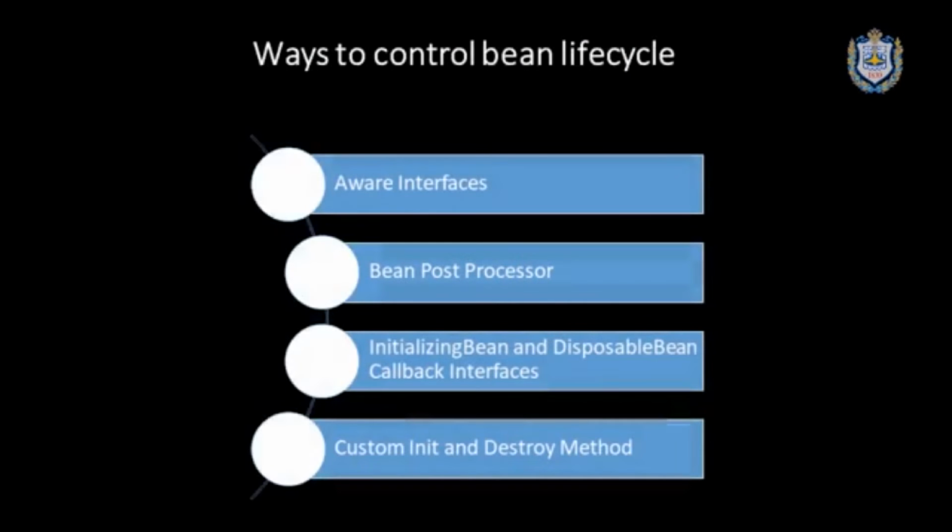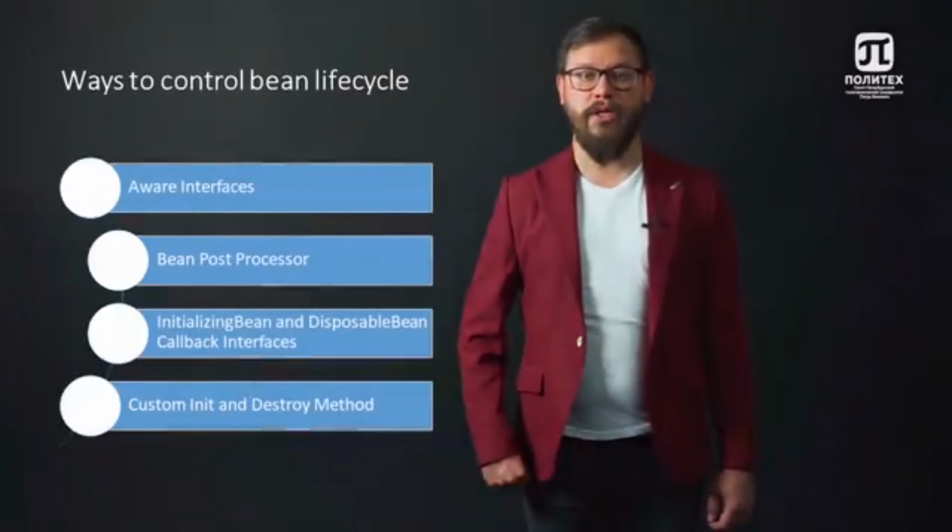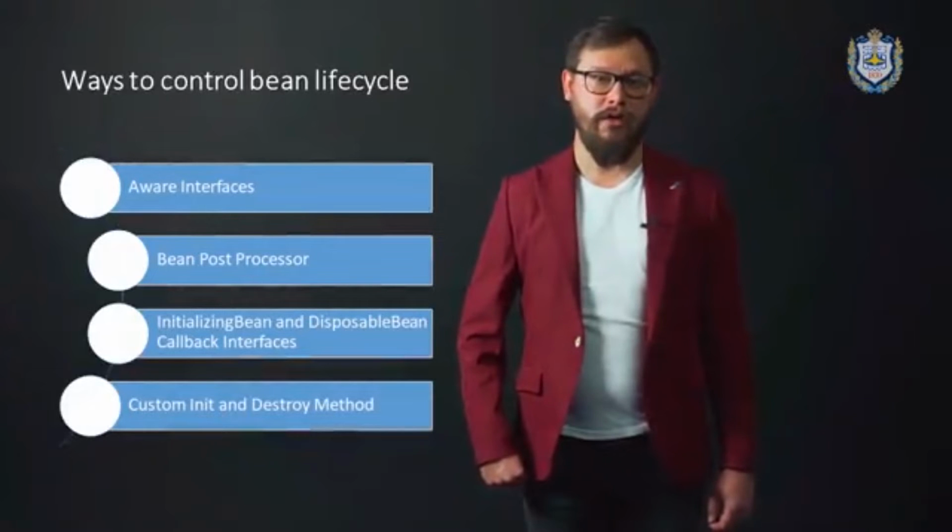Spring provides two callback interfaces. InitializingBean declares the afterPropertiesSet method, which can be used to write the initialization logic. The container calls the method after properties are set. DisposableBean declares the destroy method, which can be used to write any cleanup code. The container calls this method during bean destruction in shutdown.